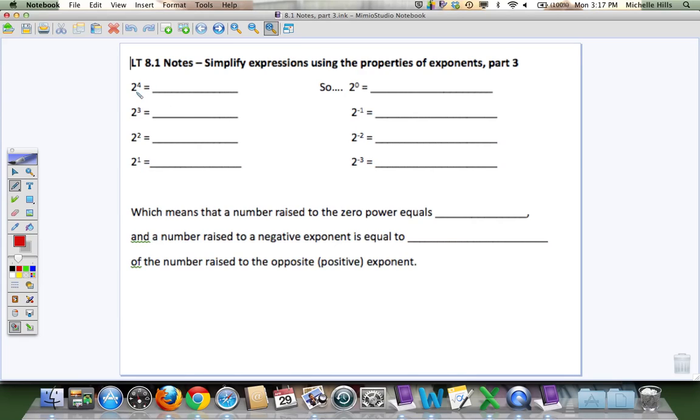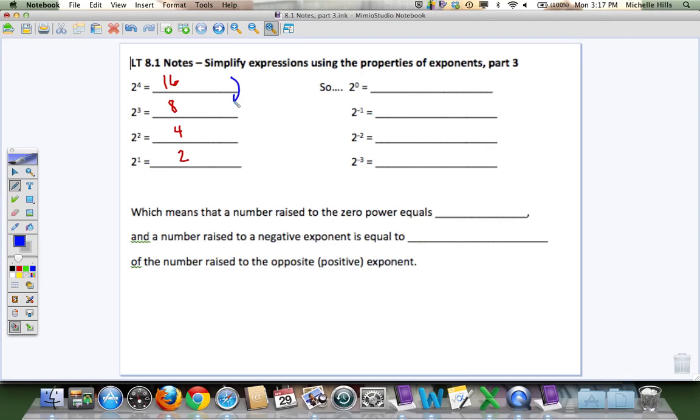So first, 2 to the fourth power we know is 2 times itself times itself again, which is 16. 2 to the third power is then 8, which means 2 squared is 4, and 2 to the first power is 2. We know those. Those are numbers we've worked with a lot. These, with the zero exponent and the negative exponents, we really haven't worked with. So let's think about what's happening here.